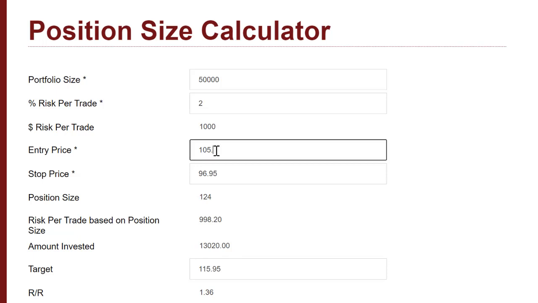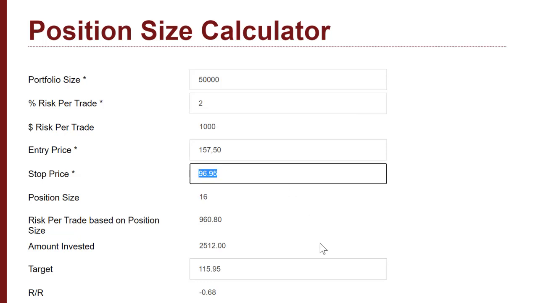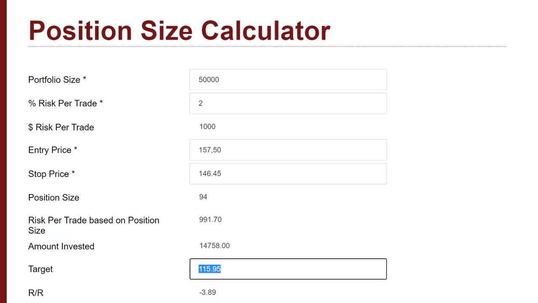Let's look at Lowe's. Lowe's, the entry price was 157.50. That was in the alert. The stop was 146.45. That's 94 shares of Lowe's. The target on Lowe's is 171. That's 1.33 to 1. So that's how you use this tool.